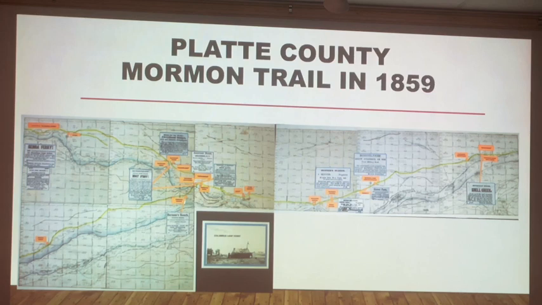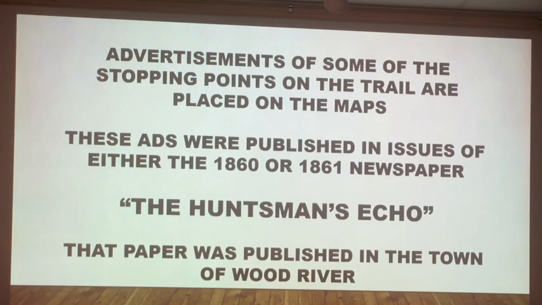The other thing that's interesting about the Huntsman Echo is it also had a listing of the number of miles from one waypoint to another. And it goes all the way from Omaha all the way out to Salt Lake City. So it would be basically a guide where they would know how many miles to the next one. Now the other thing that should be noted is that although I have quite a few of the waypoints on here, there is many, many more than I don't have. And hopefully I'll be able to expand on this map as time goes by.